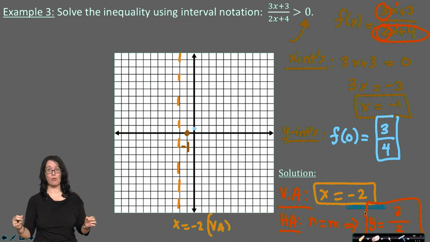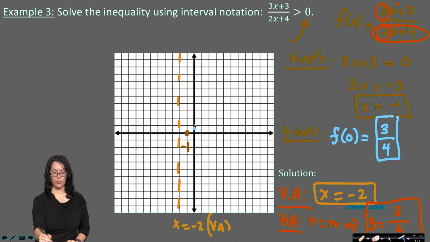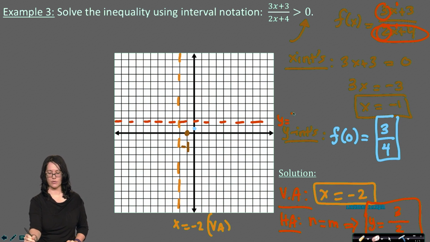We're approaching that output as x gets big and as x gets small. So 1.5, here's 1, here's 2. That's going to be around here. I'm trying to draw a line in between these two numbers. Okay, so that's y equals 3/2, my horizontal asymptote.